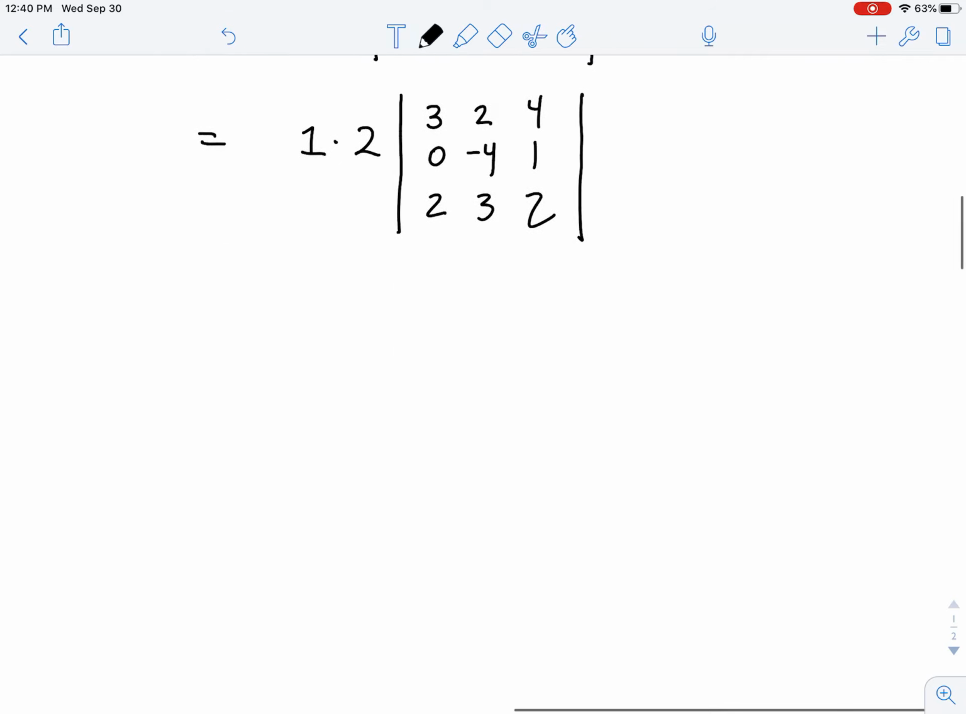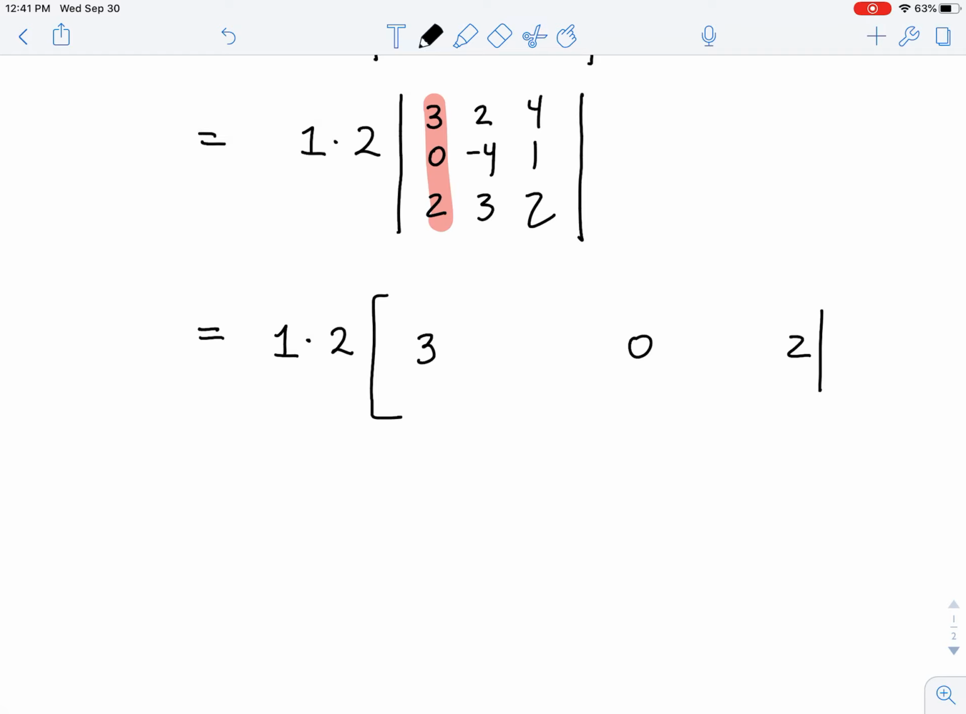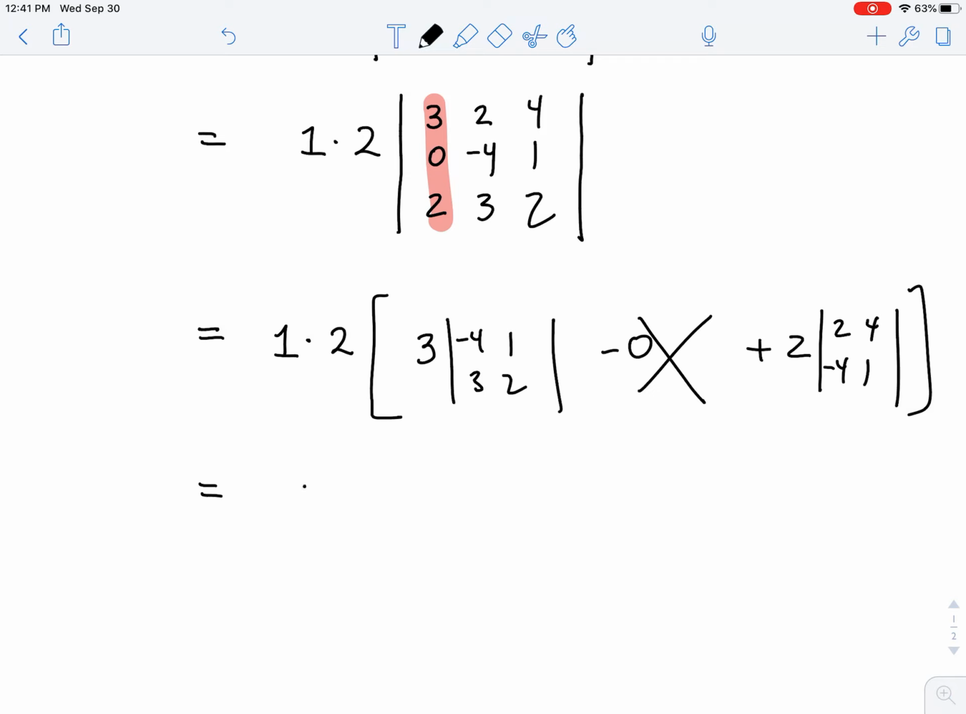And now my luck has kind of ended. Because now I have to actually do a computation. I only have 1 zero. Maybe I'll choose that column. So now I'm going to have 3, 0, and 2. And I'm just going to fill in my cofactors here. So 3 is going to have this cofactor down there. 0 we don't care about. And 2, let's see, that bottom one is going to have cofactor 2, 4, negative 4, 1.